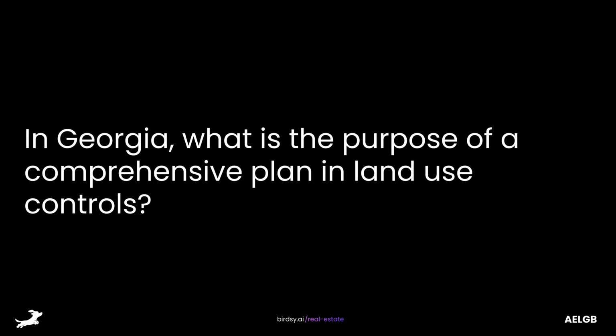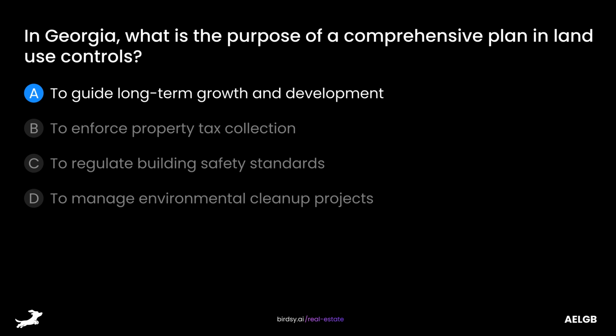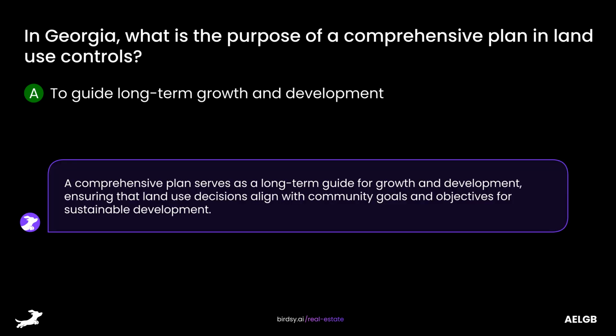In Georgia, what is the purpose of a comprehensive plan in land use controls? Is it A, to guide long-term growth and development, B, to enforce property tax collection, C, to regulate building safety standards, or D, to manage environmental cleanup projects? The answer is A, to guide long-term growth and development. A comprehensive plan serves as a long-term guide for growth and development, ensuring that land use decisions align with community goals and objectives for sustainable development.